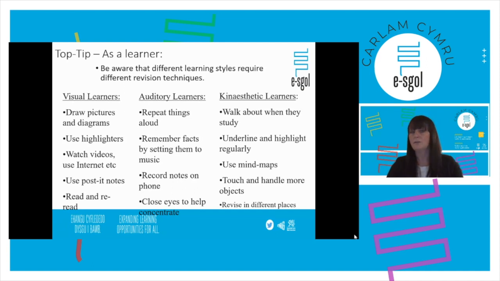If you're an auditory learner, things like repeating things out loud is something that you would like to do with your revision. Maybe you remember facts by setting them to some music. You record notes on your phone and listen to them back. You tend to close your eyes to help you to concentrate. And if you're a kinesthetic learner, you prefer to do things. So you may be walking about when you're studying. You might be underlining and highlighting things regularly, using mind maps. You like to touch and handle more objects in your revision, and you like to revise in different places.